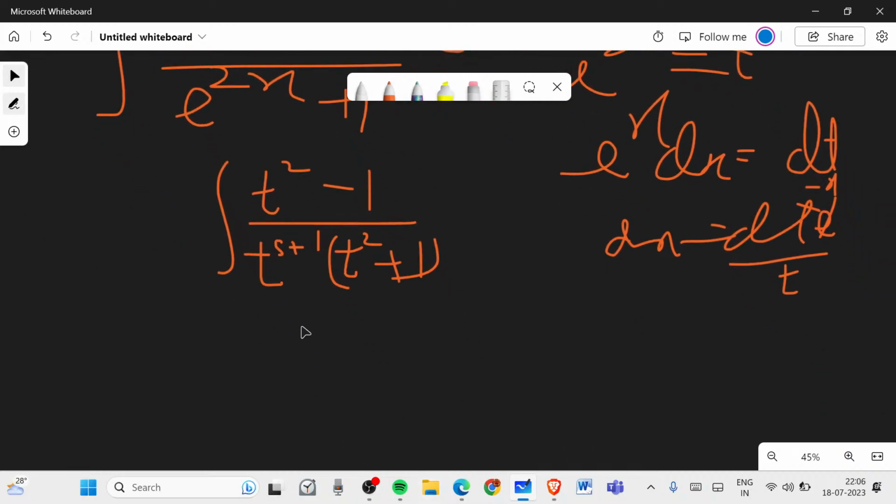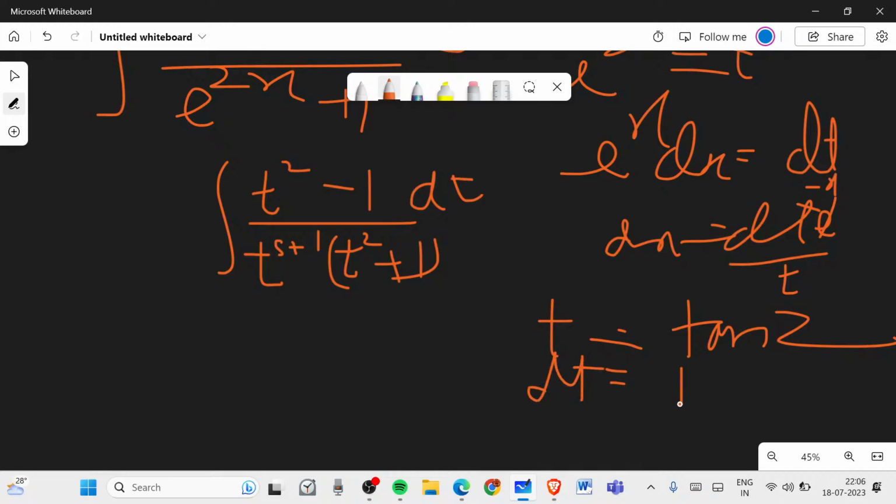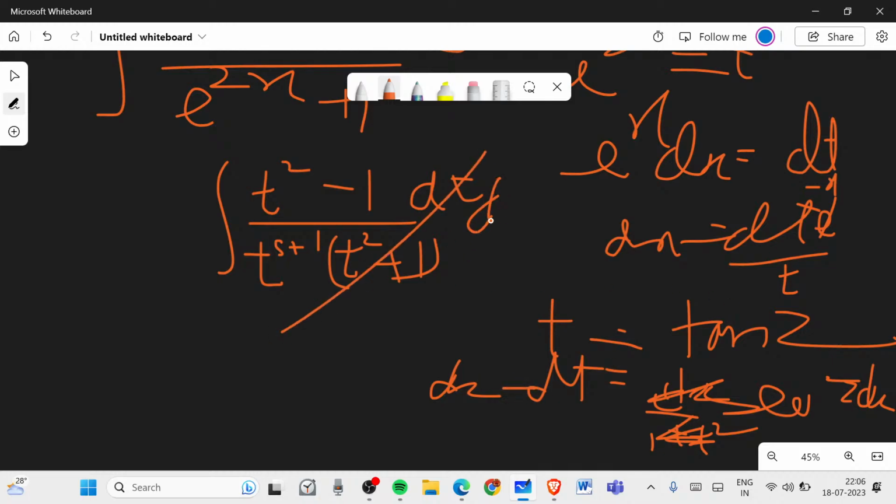Well, it's a good question, I guess. Not that much simpler than we are thinking. Now what? Putting t equals tan z, then dt is sec square z dz. So dz is dt by 1 plus t square, and this whole becomes dz.